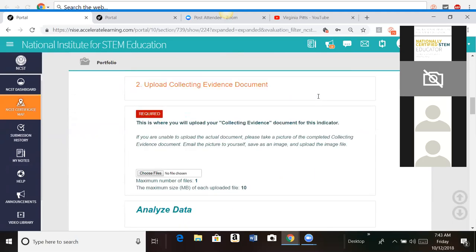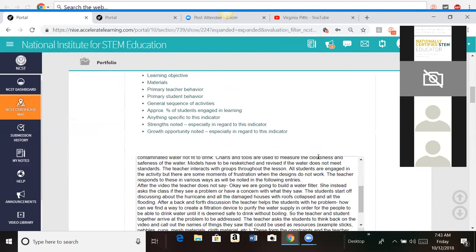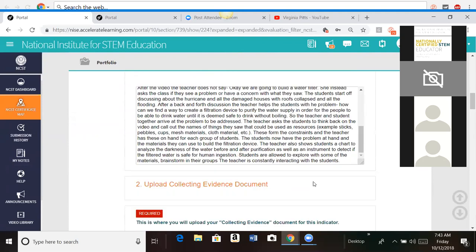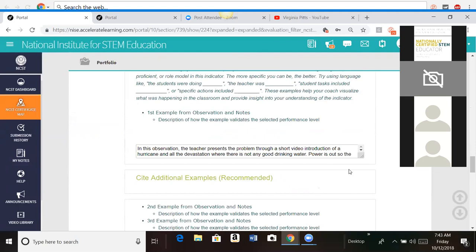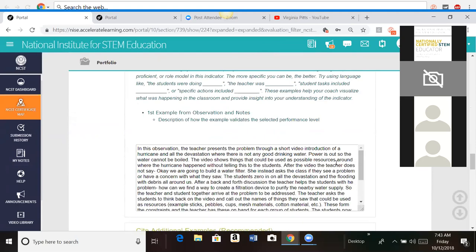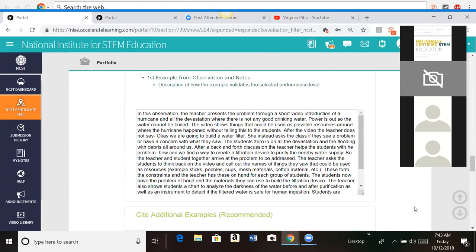And again, I didn't upload anything. I used the same data as I did on the other one because it's all combined together. And then I went down and put some more examples in. She presents the problem through a video of a hurricane and shows all the flooding and all the things. And she went on with some of the materials that they could use.